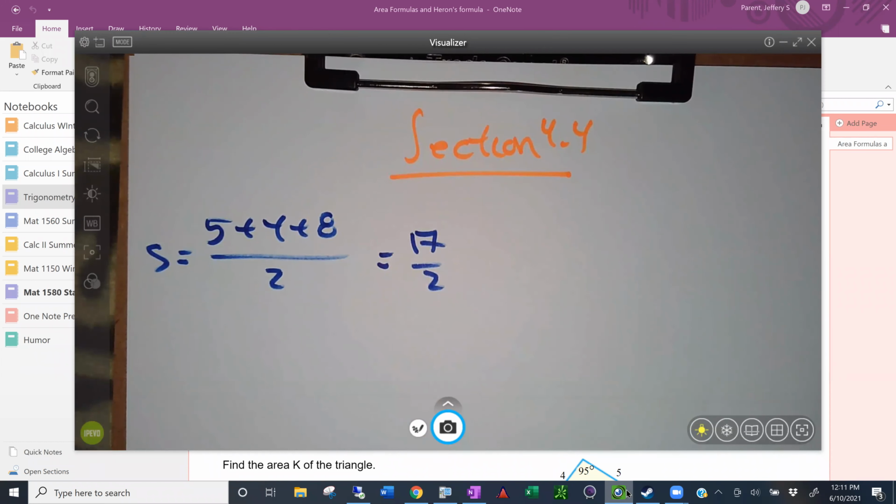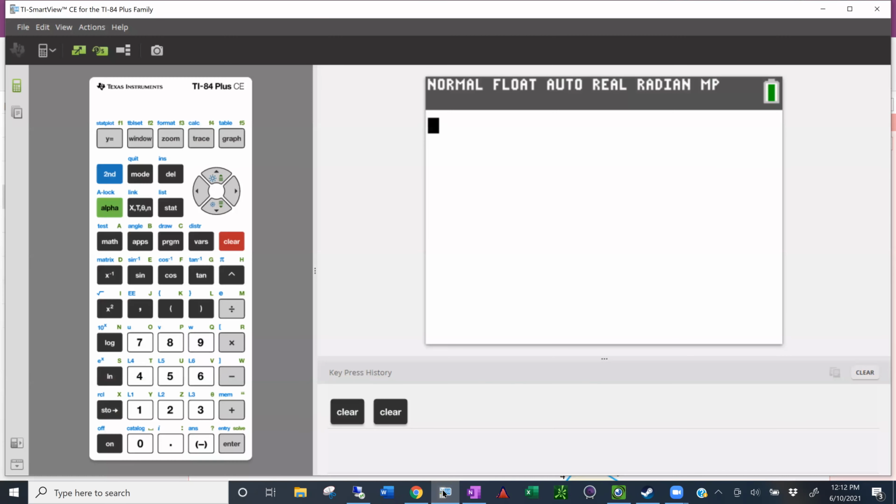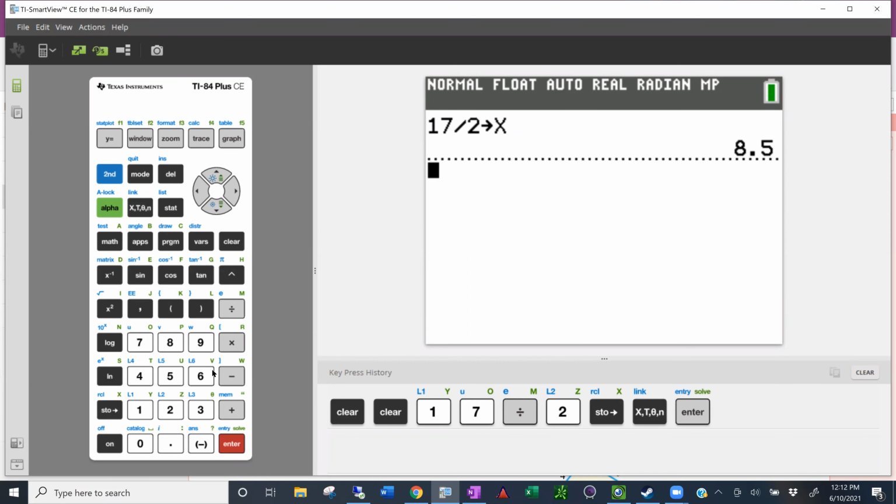Personally, what I like to do is use my graphing calculator and use the store key as part of that. So I'm going to take that 17/2 and store that in X. So watch carefully, the store key is to the left of the number 1 on the lower left-hand corner of the calculator. So store, and then a convenient place to put it is X, because we can get to X pretty quickly. Now the reason I do that is because it makes it easy to enter in this formula.